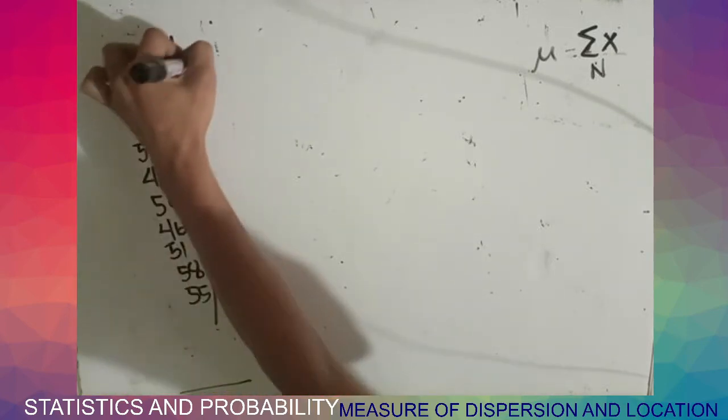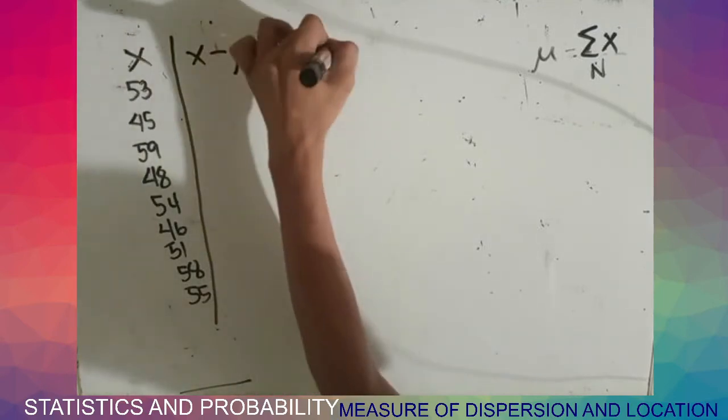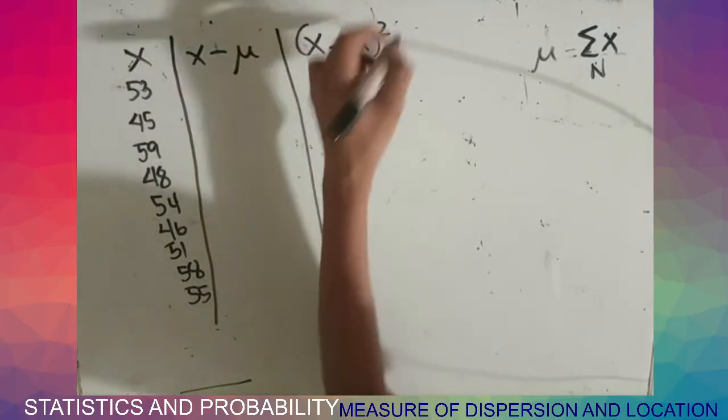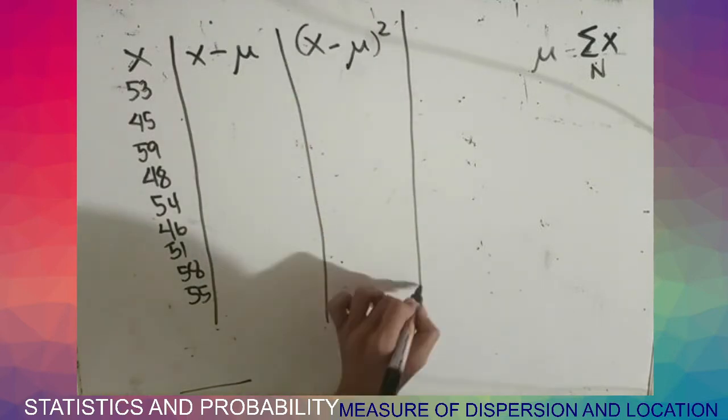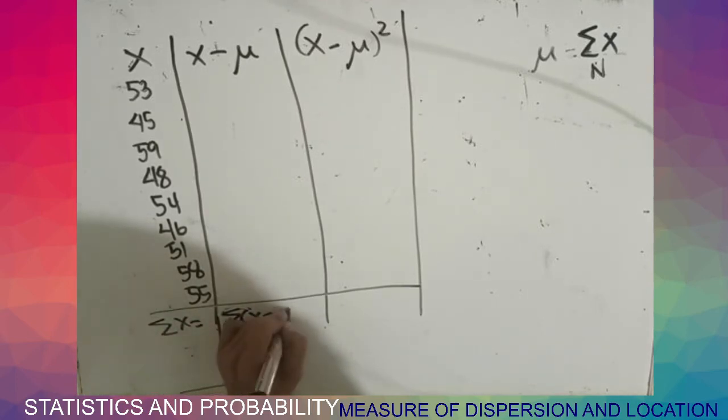Okay, next ay x minus mu. Then x minus mu is, ano pa rin? Summation of x equal summation of x minus mu. That's it.